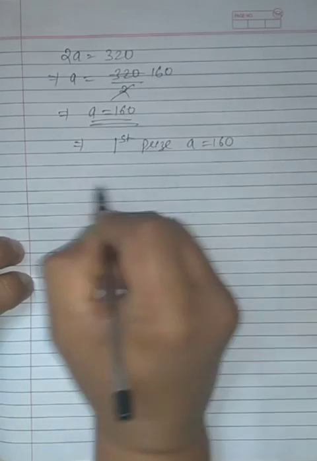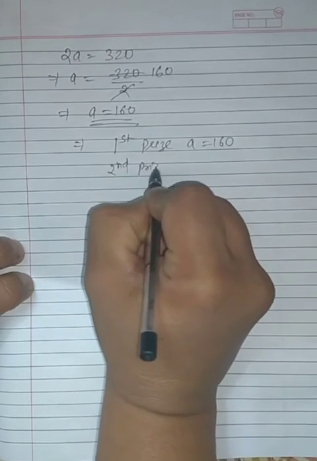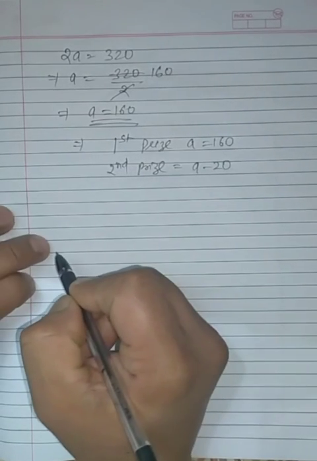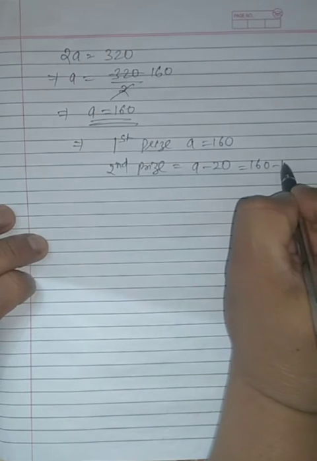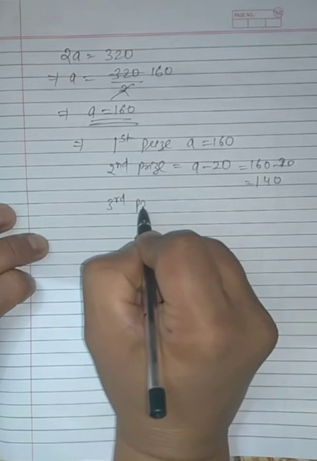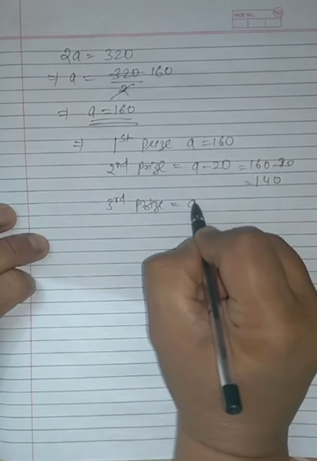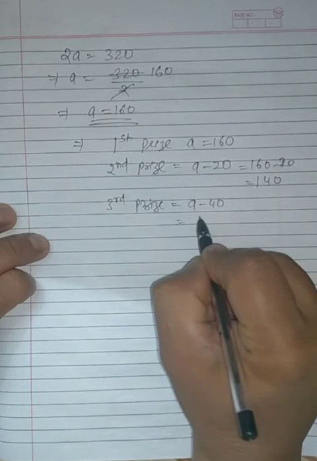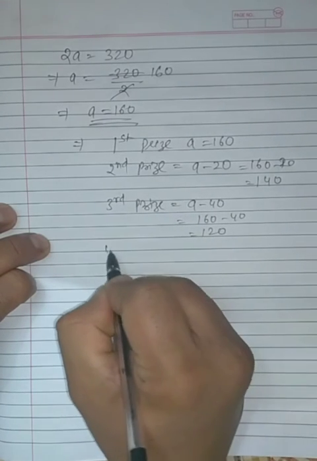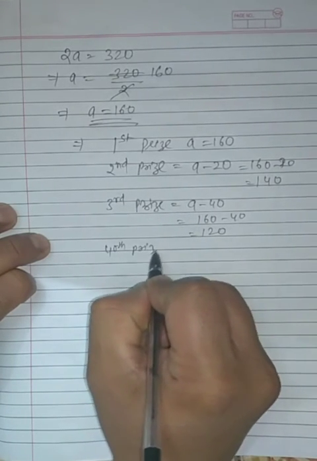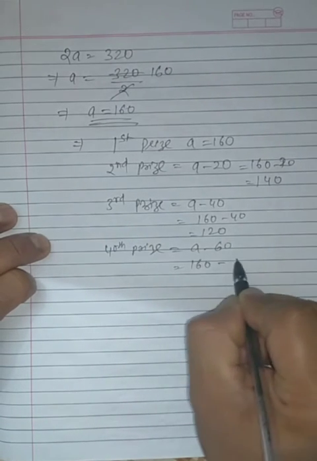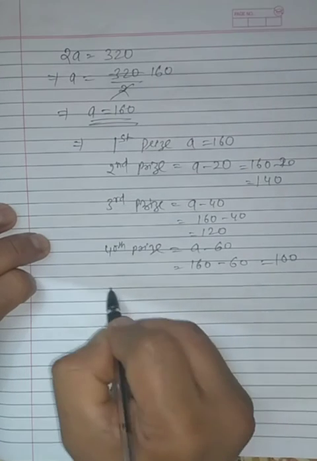So now as we have got the value of A, that implies first prize A is equal to 160, second prize which is A minus 20, so it is 160 minus 20, which is equal to 140. Third prize is equal to A minus 40, that is 160 minus 40, which is equal to 120. Fourth prize, A minus 60, 160 minus 60 is equal to 100.